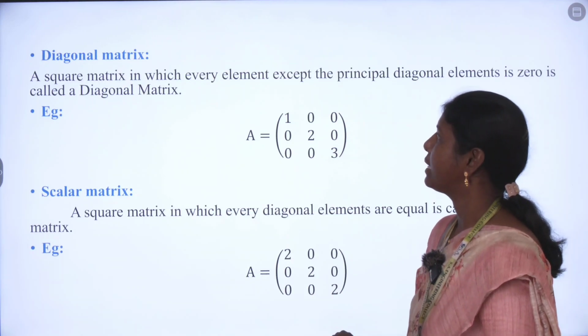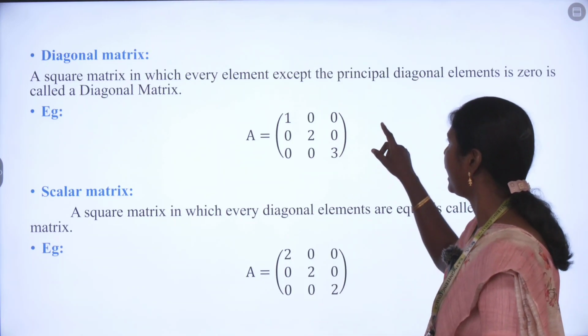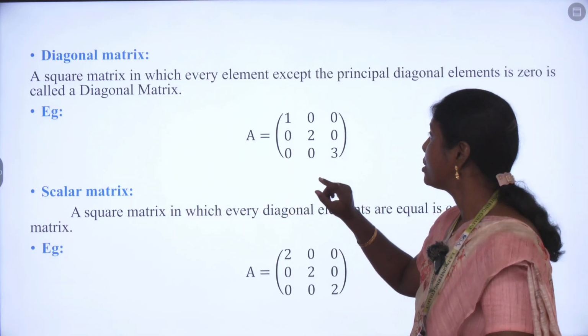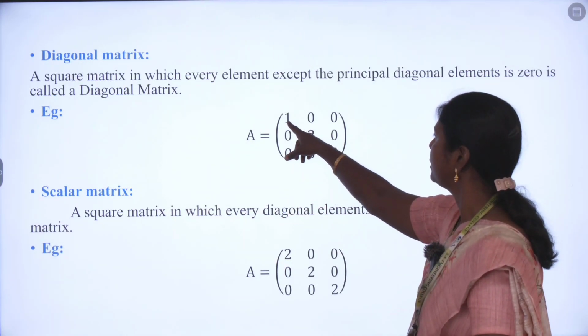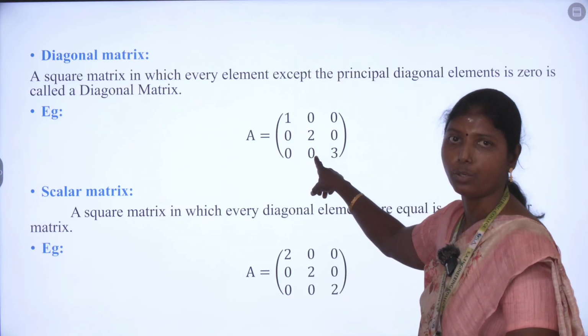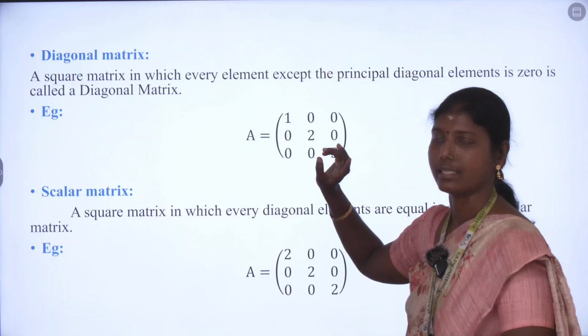So next is a diagonal matrix. A square matrix in which every element except the principal diagonal element is 0 is called a diagonal matrix. The principal diagonal element is nothing but the main diagonal element 1, 2, 3. The remaining elements will all be equal to 0. We call that a diagonal matrix.